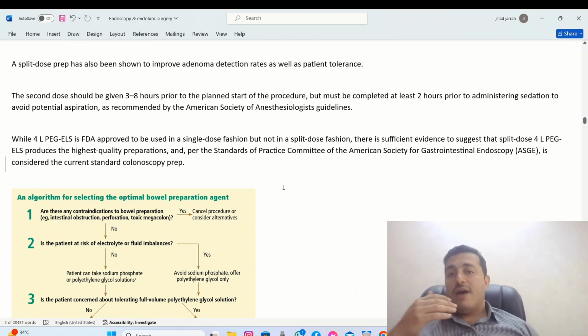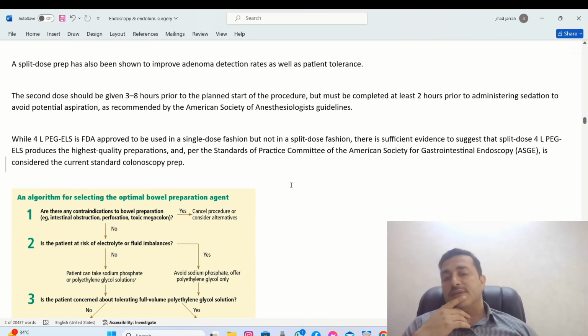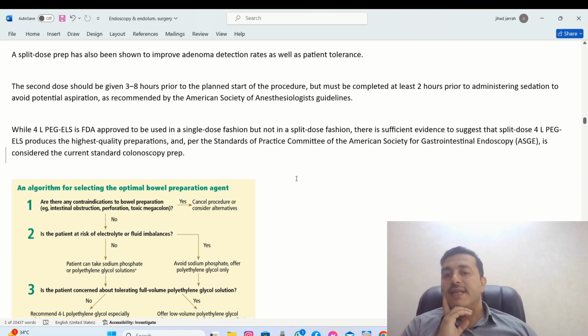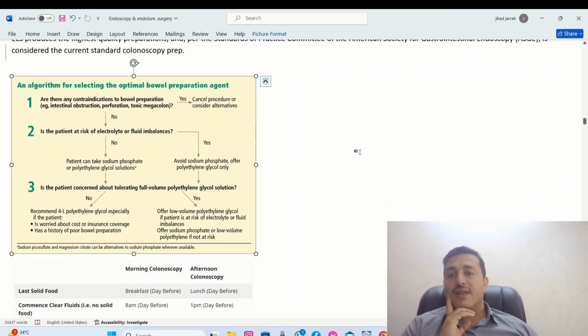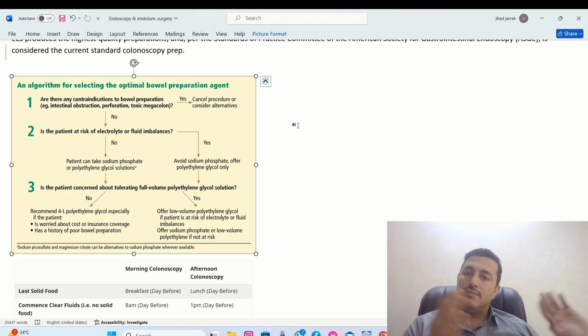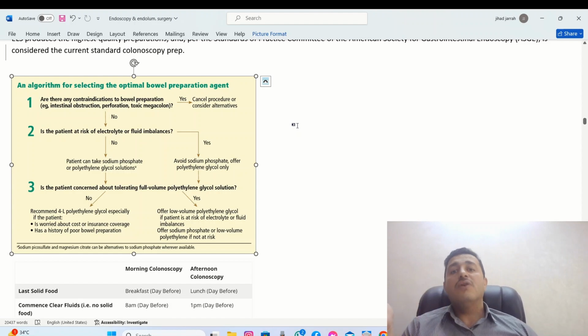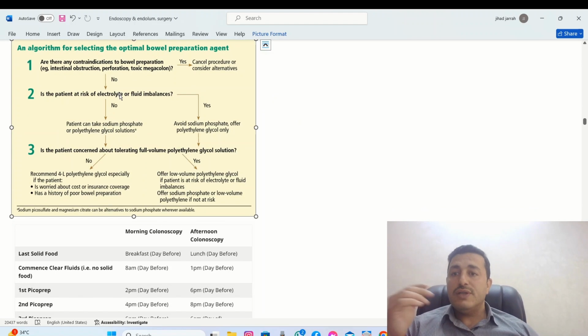So we said we have isoosmotic and hyperosmotic agents. We reviewed them rapidly. This is a nice algorithm for selecting patients with the optimal bowel preparation, and you can see the first step. Are there any contraindications to bowel preparation, such as intestinal obstruction, peritonitis, perforation, toxic megacolon? If yes, cancel the procedure and think of an alternative. If no, we have no contraindication.